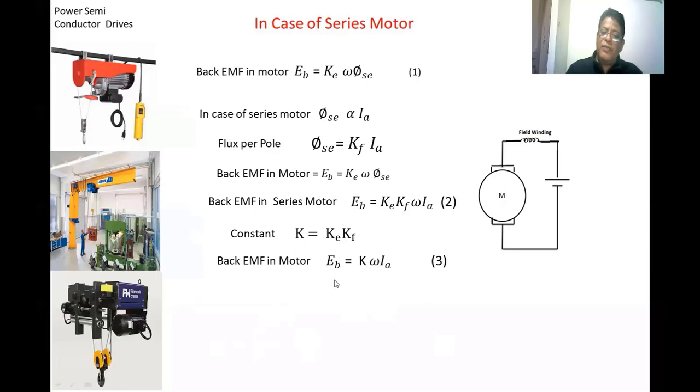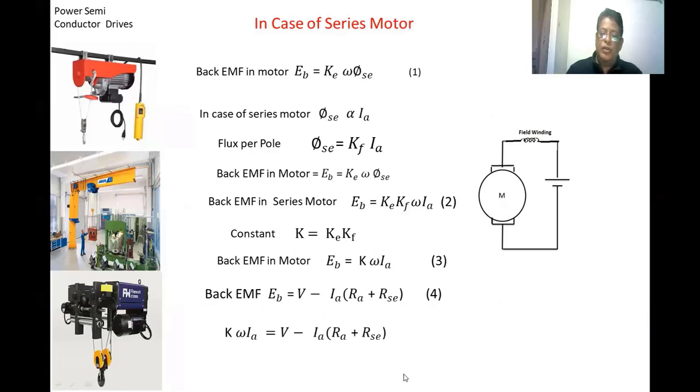Again, we know another relation for Eb. If you apply KVL in this loop, Eb = V − Ia(Ra + Rsc). This is the fundamental voltage equation. Now we equate these two and find the value of speed, because we want the speed. We get speed ω = V/(K·Ia) − (Ra + Rsc)/K. Now we have to replace this current with the torque developed in a series motor.